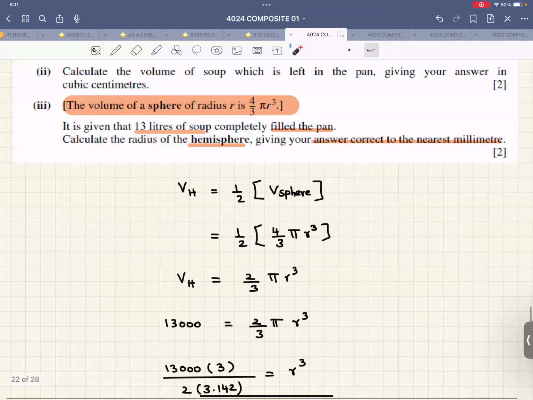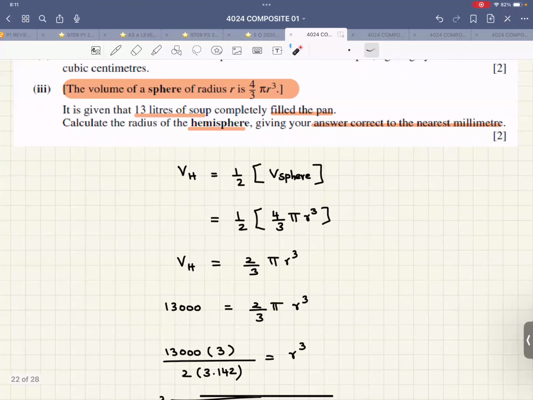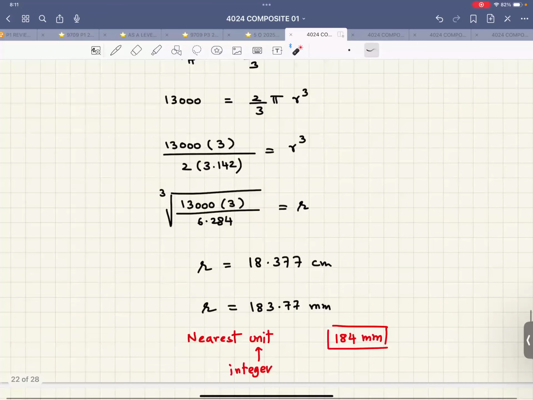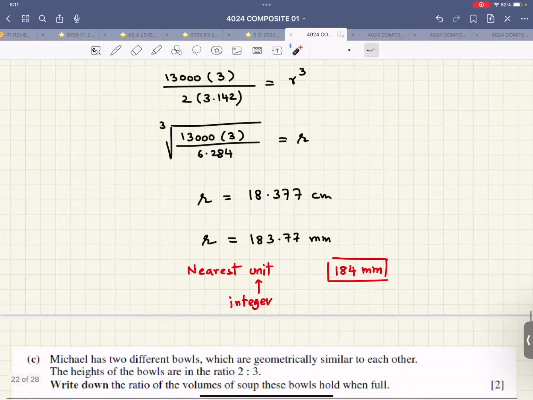Last part of this question. It says the volume of a sphere of radius r is this much. Given that 13 liters of soup completely fill the pan, calculate the radius of the hemisphere. Give your answer correct to the nearest millimeter. So volume of hemisphere is half the volume of sphere. That's the formula for volume of sphere. That is 2/3 pi r cube. This is 13,000, this is 2/3 pi r cube. Make r the subject. That is in centimeters. Convert it into millimeters, multiplied by 10. Nearest unit, round it up, 184 millimeters. That's how you get this answer.